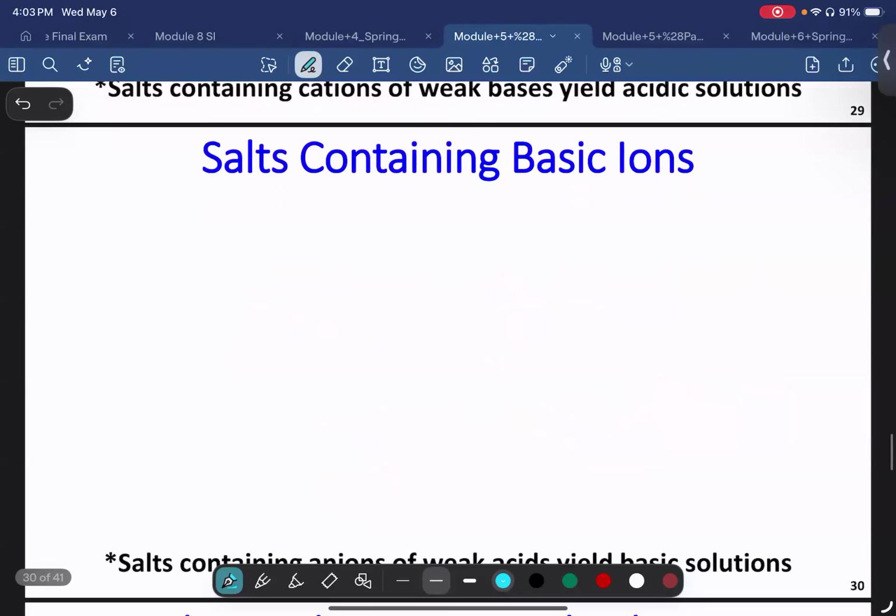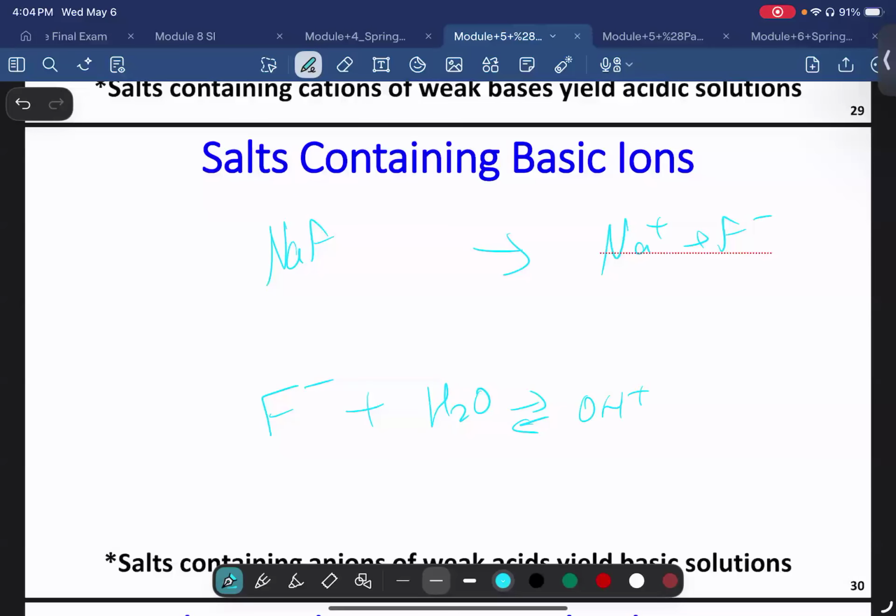Likewise, basic good examples like NaF, right? F is the conjugate base of HF, which is what we talked about. So NaF will produce Na plus and F minus, and F minus is going to be the conjugate in this case. And this is going to react with water and produce hydroxide plus HF.